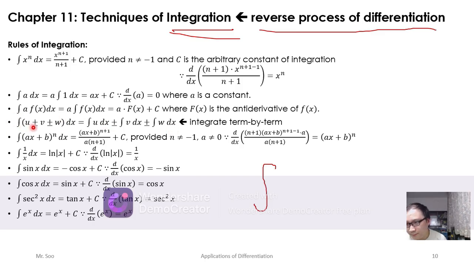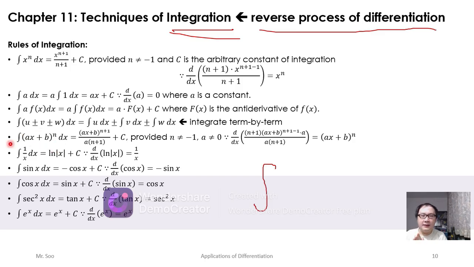The integral of u plus v plus w, or u minus v minus w, is the respective integral. Basically you can think of this as integrating term by term. Another way of saying it is the integral of the sum is the sum of the integrals. If you don't understand that, it is basically term by term integration.